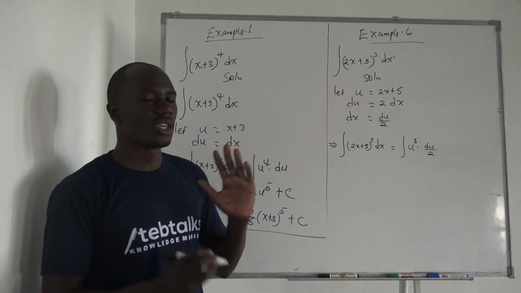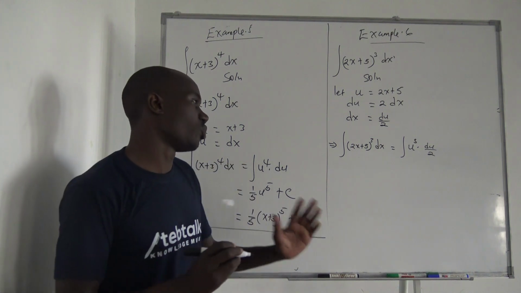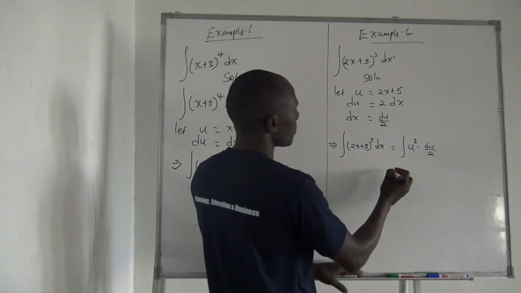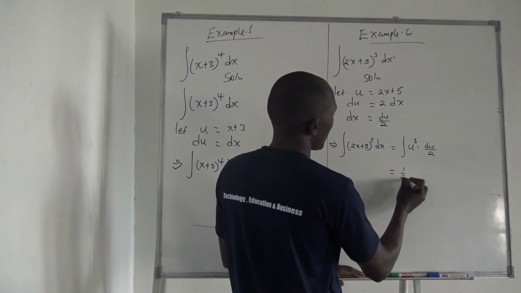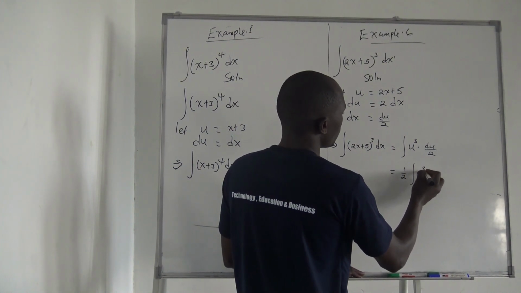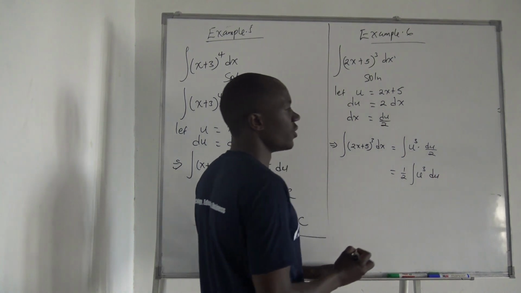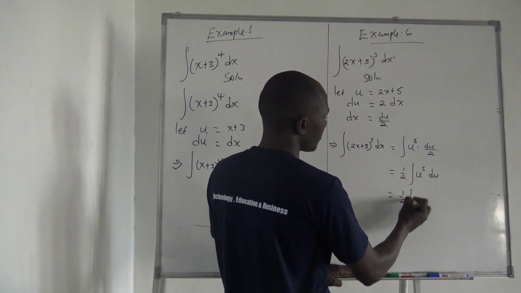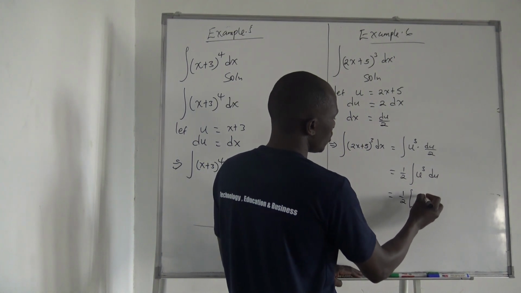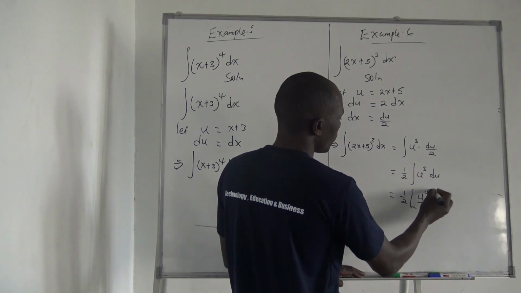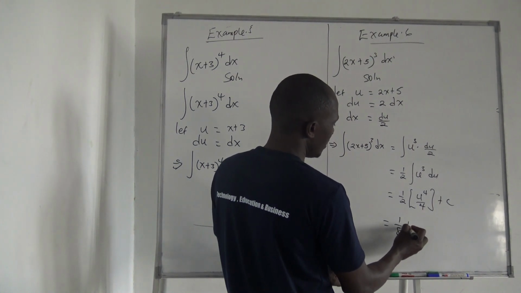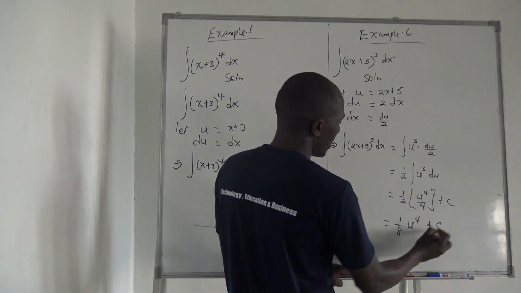Now, we are integrating u cubed with respect to u. A half is a constant. You can bring it out. So this becomes a half integral of u^3 du. Do we know our u? Well, when we integrate u^3, what do we get? We get a half, add 1, u^4 out of 4 plus c. What does it become? 1 over 8 u^4 plus c.